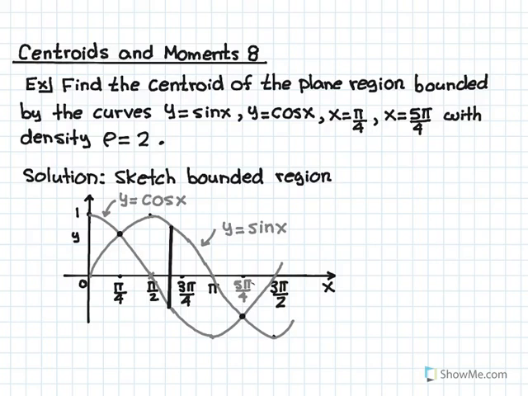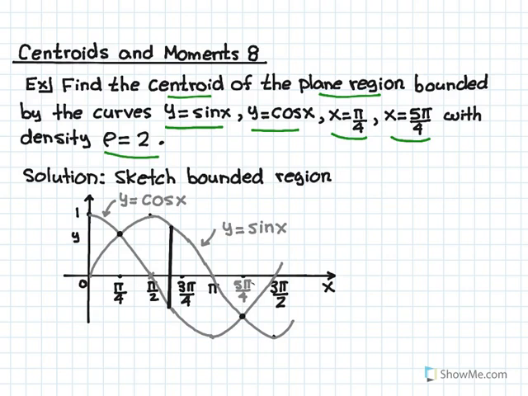In this video, we're going to look at another example of centroids and moments. The question here is to find the centroid of the plane region bounded by the curves y equals sine x, y equals cos x, x equals pi over 4, x equals 5 pi over 4, with density rho equal to 2. So we start by sketching the bounded region.